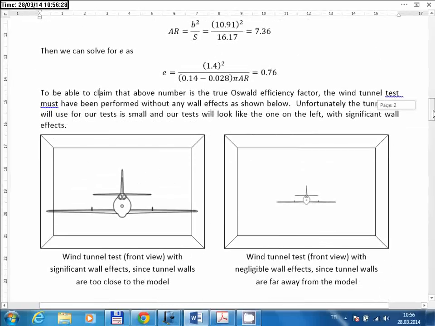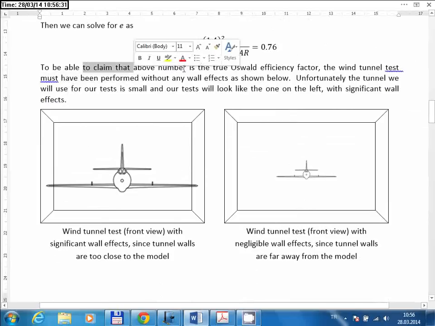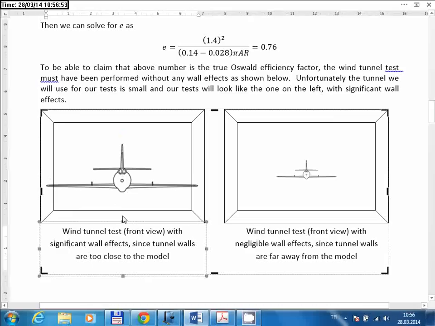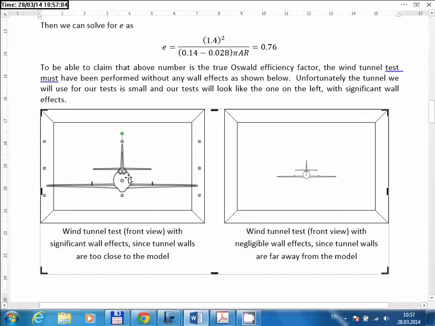So there's a note here which is important. To be able to claim that above number is a true Oswald efficiency factor, the wind tunnel test must have been performed without any wall effects. So for example, if the test was performed in a configuration similar to this, then you can't claim that that's a realistic number, because here the wall effects will be too strong. So the model is too close to the ground, and there's no place for vortices to be freely created at the wingtips. So obviously the data you collect in a test like this does not give you realistic numbers.